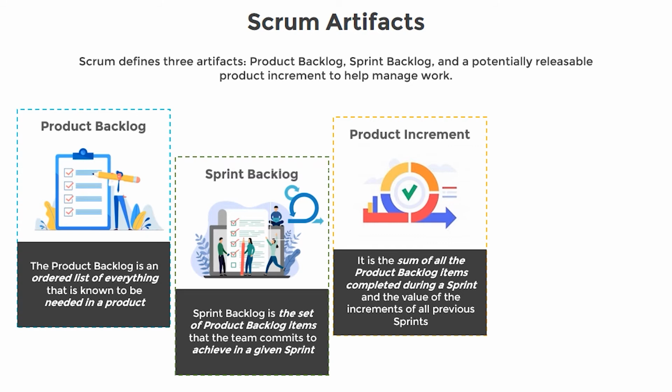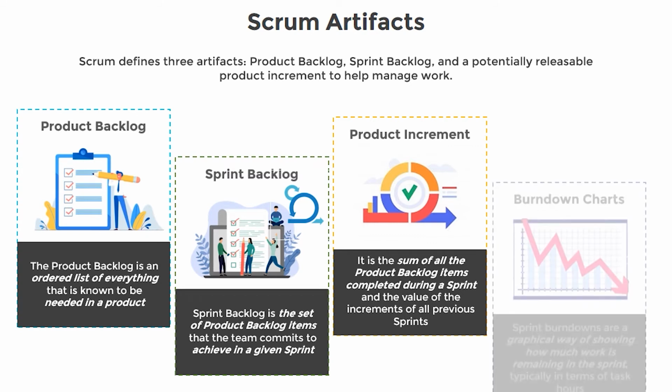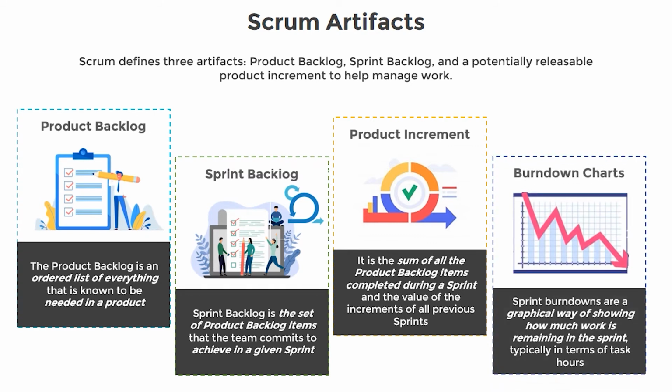Apart from these 3 artifacts, there is another one called the sprint burndown chart. It is a graphical way of showing how much work is remaining in the sprint, typically in terms of task hours. A sprint burndown, or burn-up, chart is not an official Scrum artifact, but many teams use it to communicate and track progress toward the sprint goal during the sprint. It is typically updated at the daily Scrum.